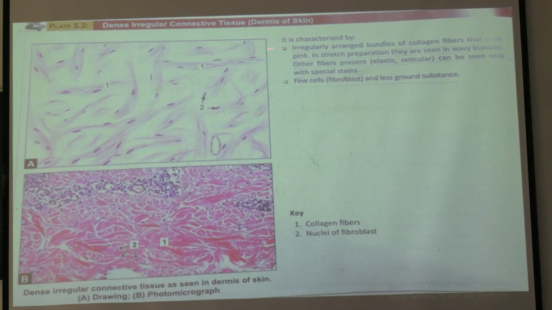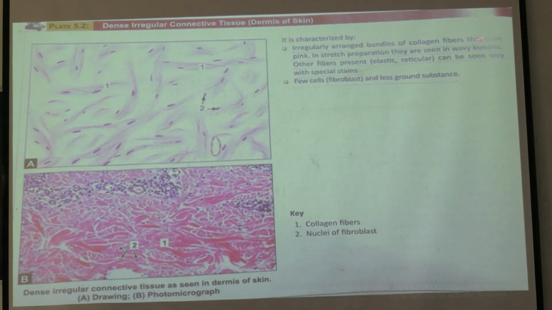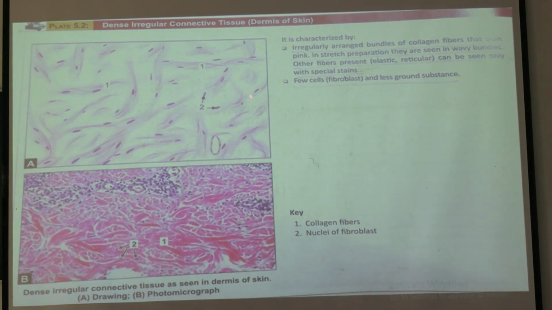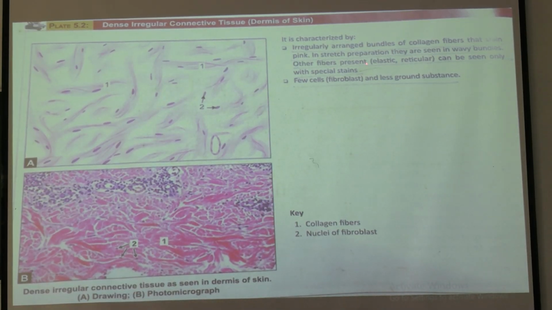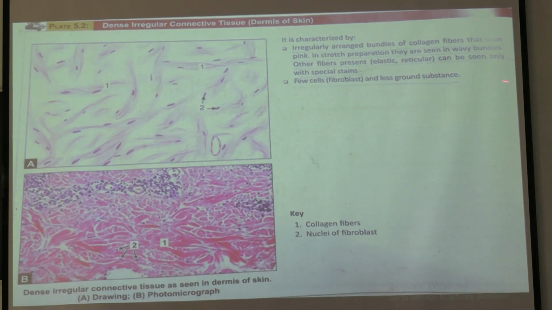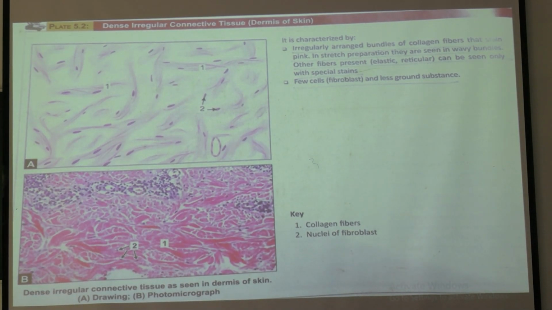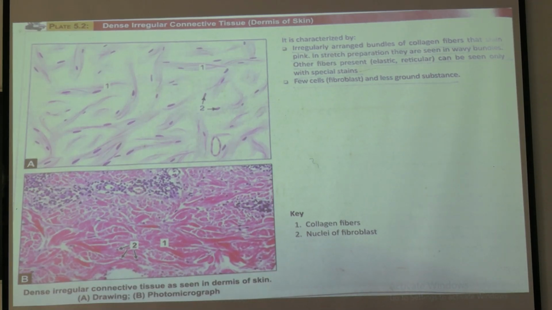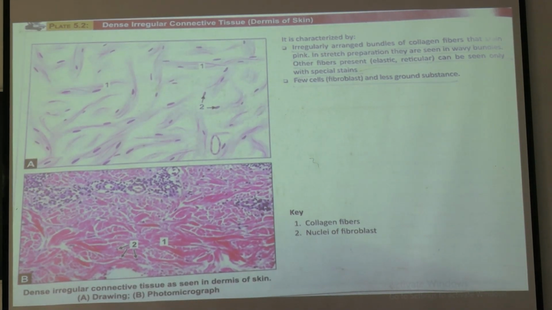It is characterized by irregularly arranged bundles of collagen fibers that stain pink. In stretch preparation, they are seen in wavy bundles. Other fibers present are elastic and reticular, which can be seen only with special stains, and few cells, fibroblasts, and less ground substance are seen. Okay, so these are the features of dense irregular connective tissue, dermis of the skin.